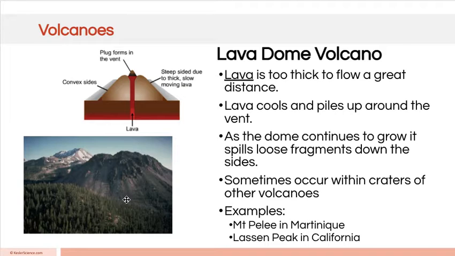So as that dome continues to grow, it spills loose fragments down the sides. Sometimes these occur within craters of other volcanoes. An example or two of these would be Mount Pelee in Martinique and Lassen Peak in California.